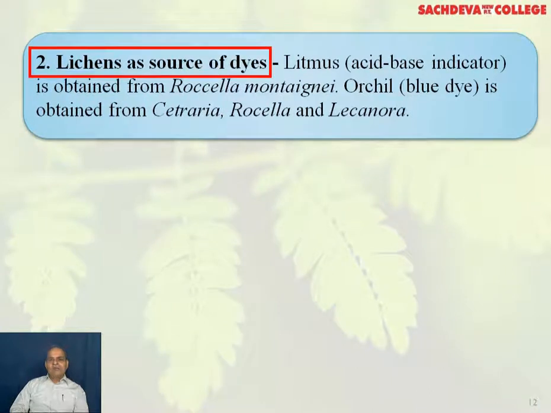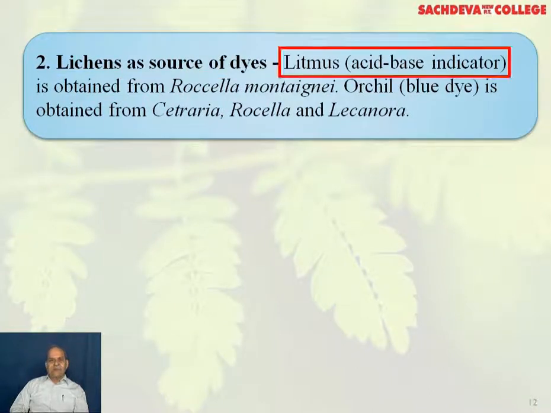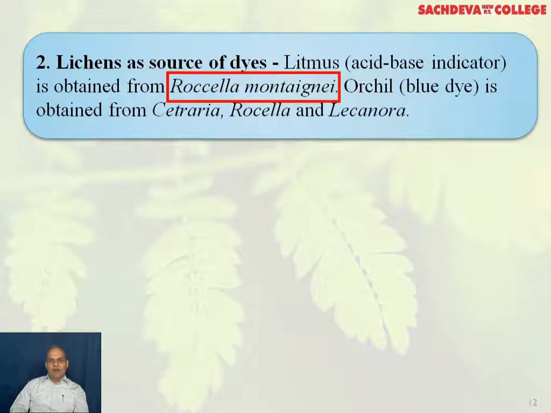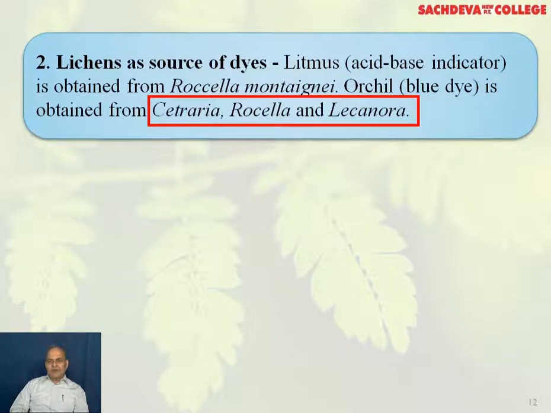Lichen is a source of dye. Litmus, an acid-base indicator, is obtained from Roccella montagnei. Orcein dye, which is blue, is obtained from Roccella and Lecanora.